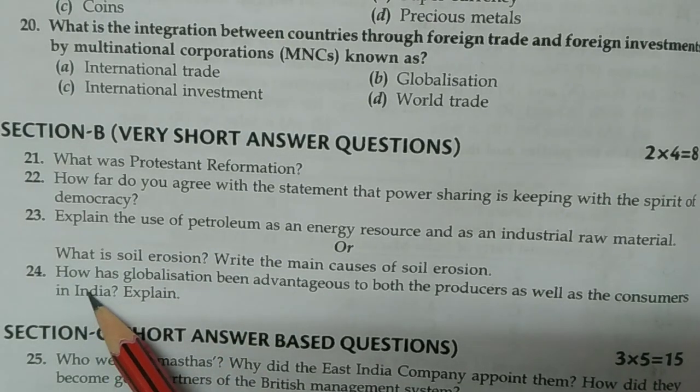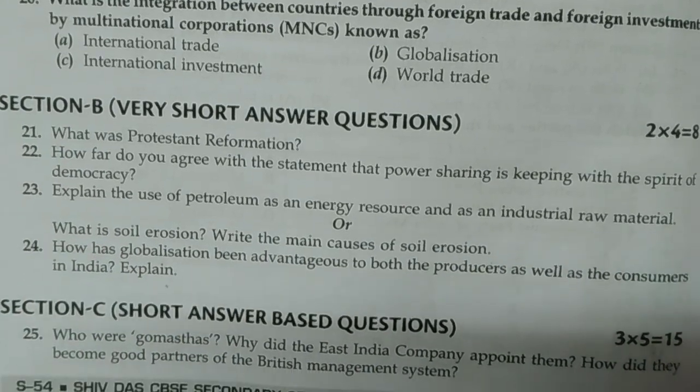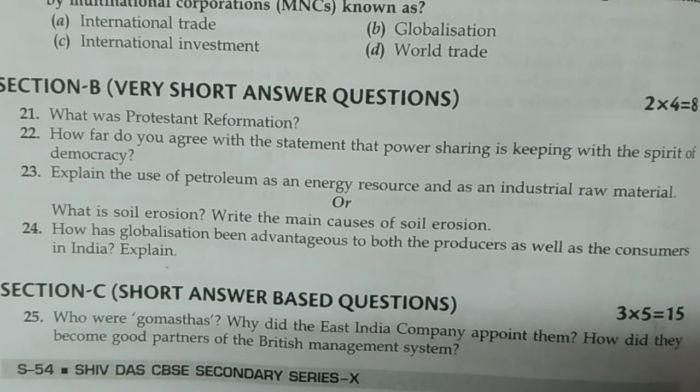It's given: how has globalization been advantageous to both the producers as well as the consumers in India? Explain. It carries 8 marks. Now come to the short answer based questions, Section C. It contains a total of 15 marks, which means there are 5 questions, and each question carries 3 marks.